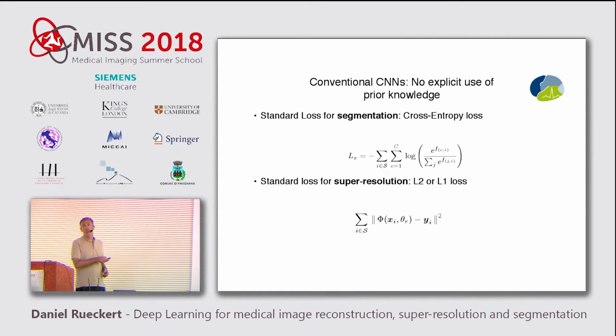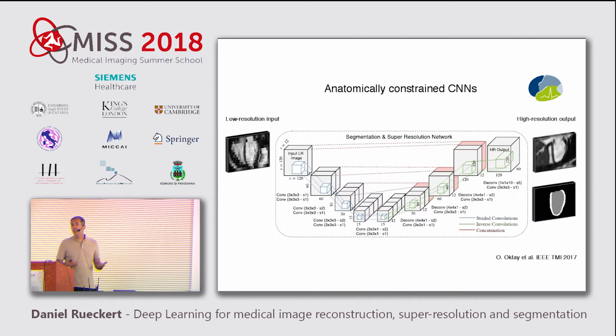You're basically summing over all the pixels in the image. Or if you do super resolution, you have an L1, L2 loss. It's a pixel-wise loss. There is no information about an anatomical prior in there. So we thought about a network architecture which takes a low-resolution data set which has potentially these artifacts and simultaneously produces high-resolution images and high-resolution segmentations, while being able to handle this inconsistent data.